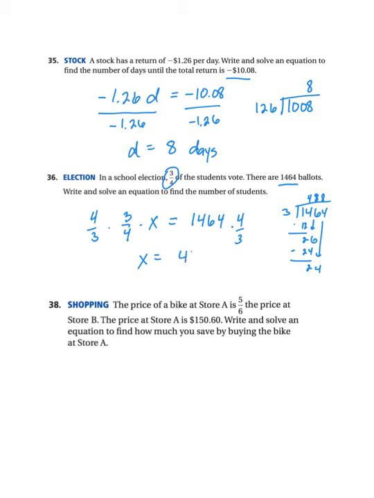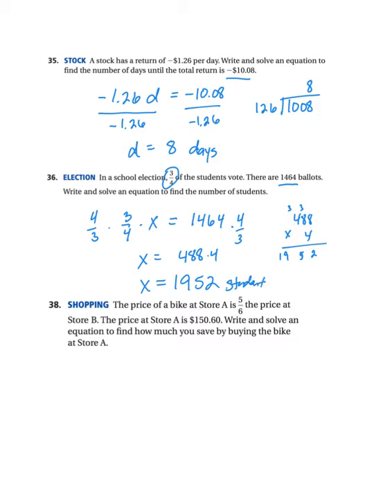So this is 488. Now I need to multiply by 4. Let me give myself a little space here. So now I'm going to do 488 times 4. I have 32. 32 plus 3 is 35. And 16 plus 3 is 19. So there are 1,952 students, which seems about right. I would expect there to be more than the number of ballots.